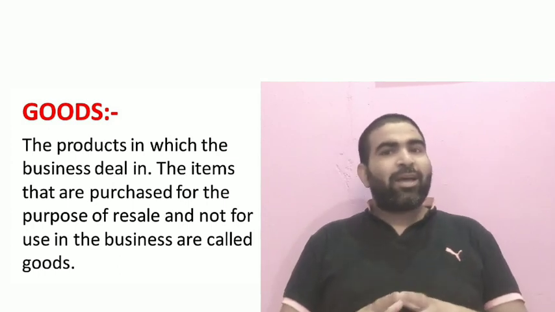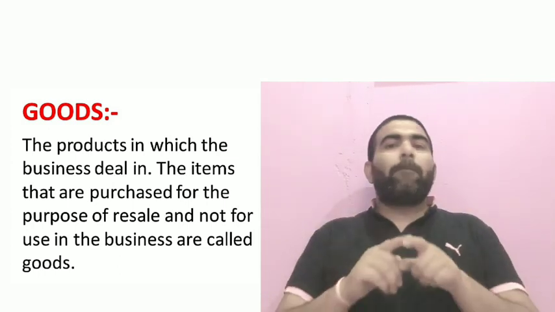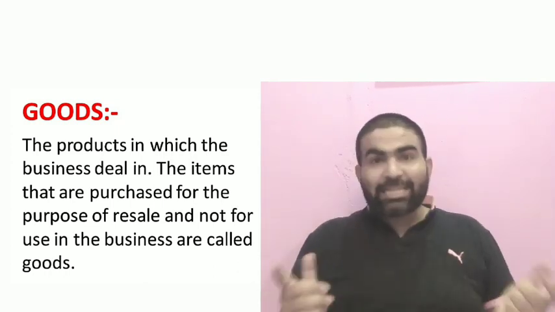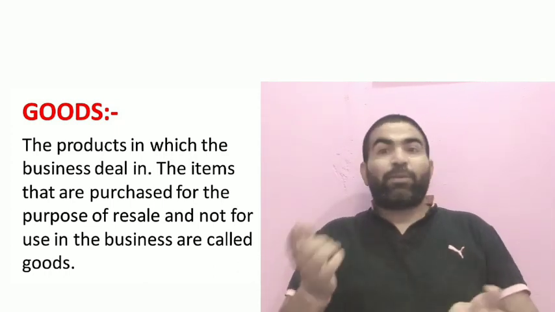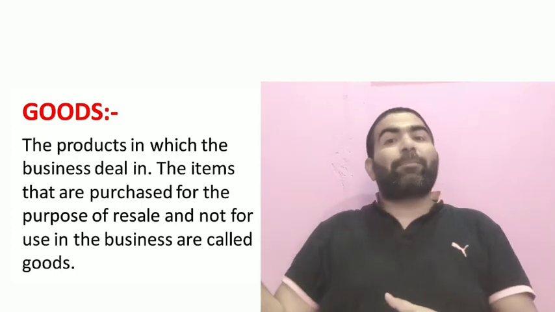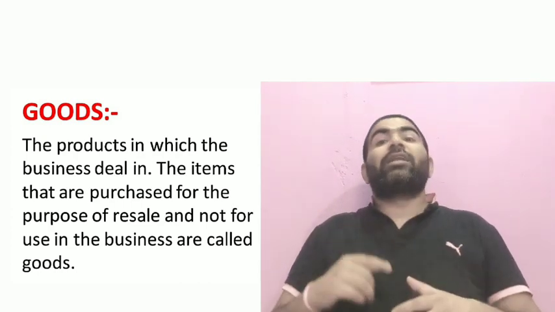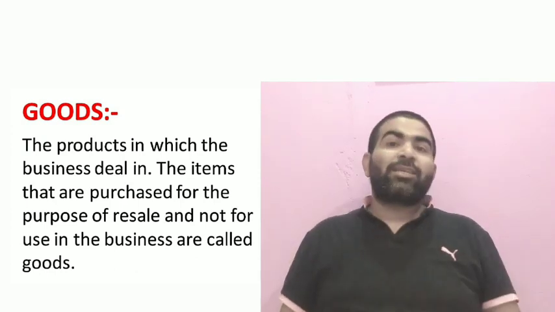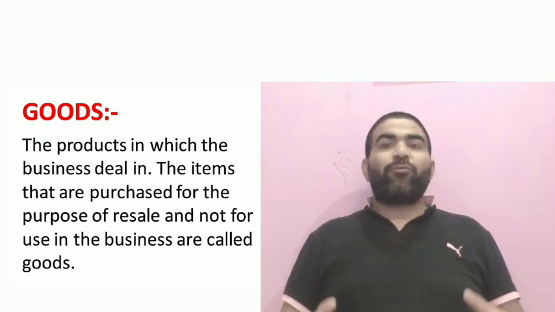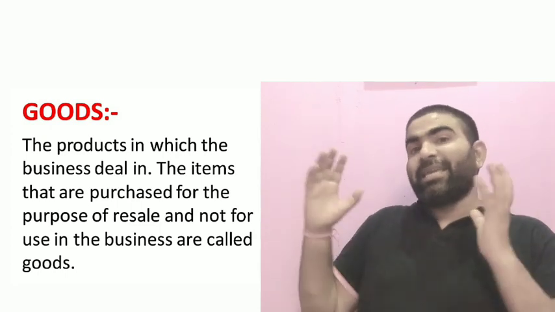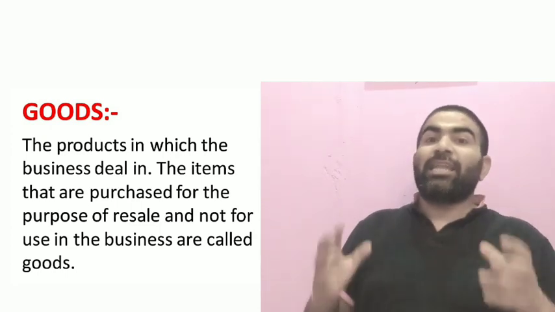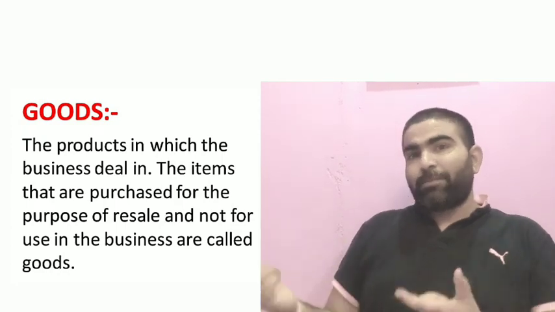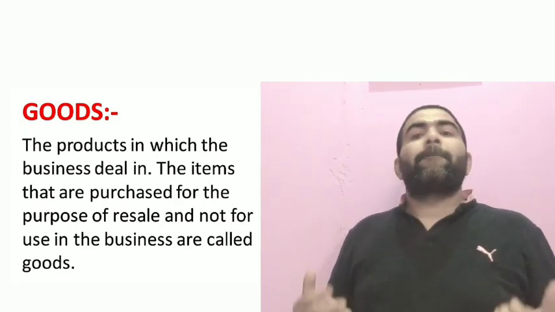Most of the students are confused between assets and goods. So now it is clear: anything which is purchased for the selling purpose, in your regular routine business, is known as goods. If you are regularly dealing in bikes, regularly selling bikes, then the bike purchased for sale is known as goods.